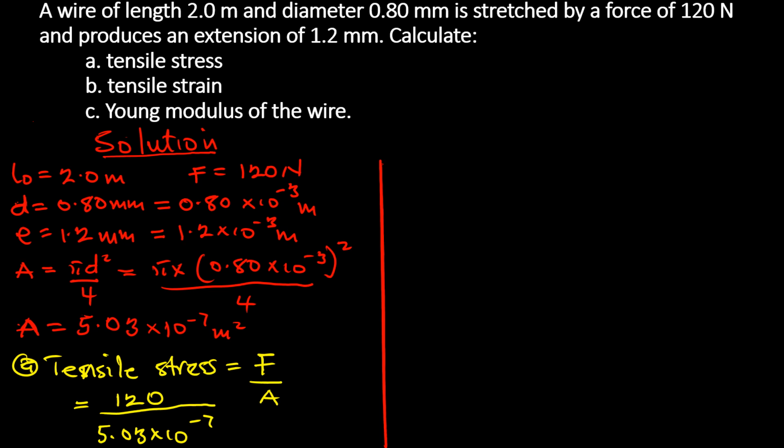So therefore the tensile stress, let me write it here. Tensile stress by using calculator, 120 divided by 5.03 times 10 to the power minus 7. So this will give us 2.39 times 10 to the power 8 Newton per meter squared. Okay, so the unit for tensile stress is Newton per meter squared. Okay, let's move on to question B.